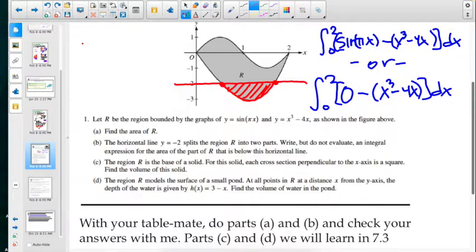Yep, so we have to set our x cubed minus 4x equal to 2. You're absolutely right. Good catch. Equal to negative 2. Now, does that factor easily? No. Good. It's a cubic, right? I'm not going to try to factor a cubic. So we're going to go into our calculator and do an intersect, and we're going to find those bounds.